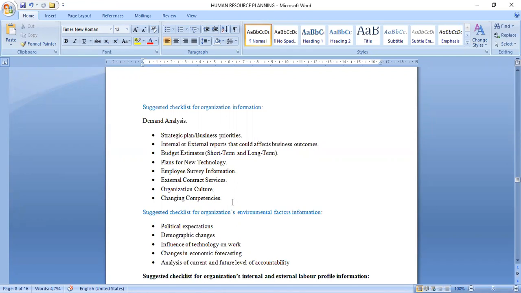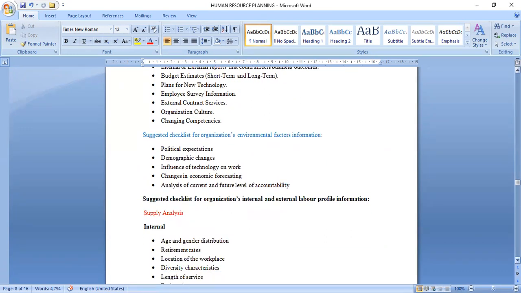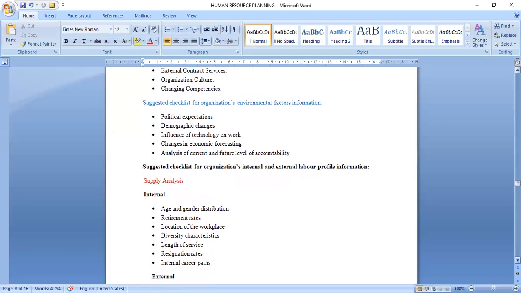Then still under demand analysis, look at the changing competencies. Of course, the changing competencies require employees with specialized skills. So that will require organizations to do the human resource planning, where they are planning ahead of the changing competencies to bring in employees with the relevant expertise.